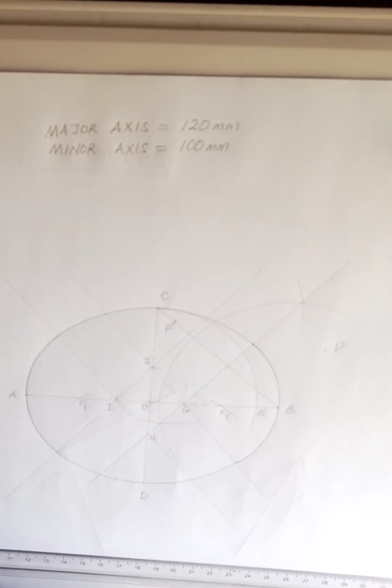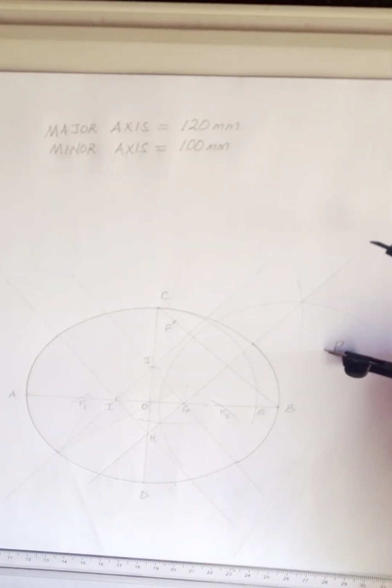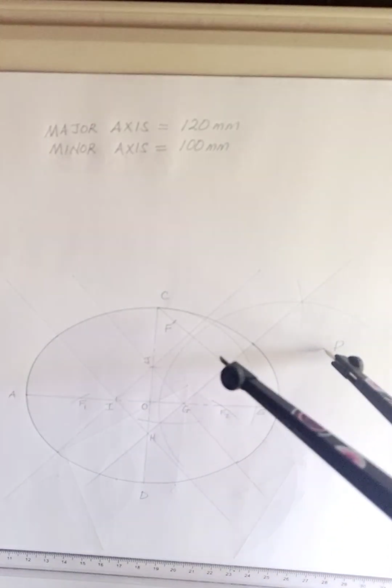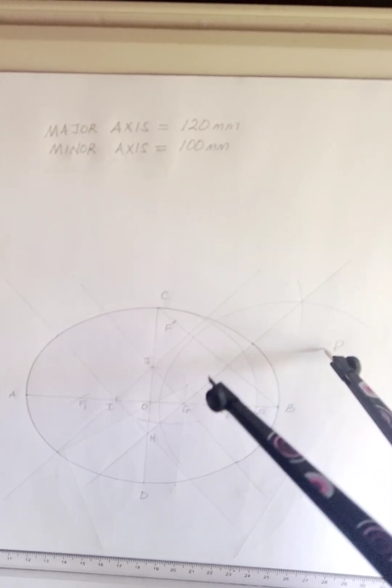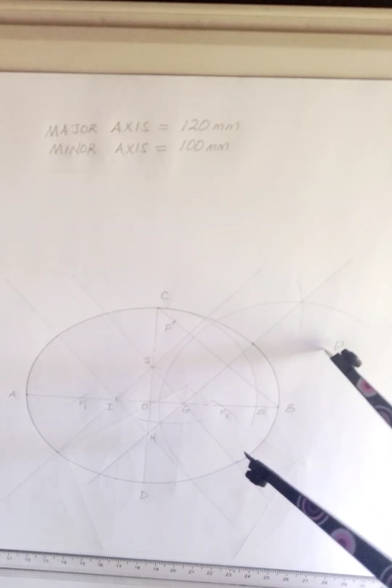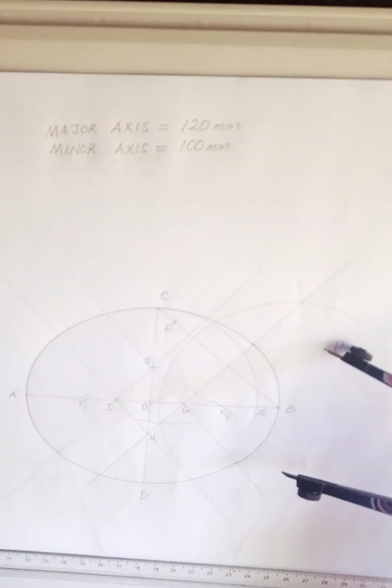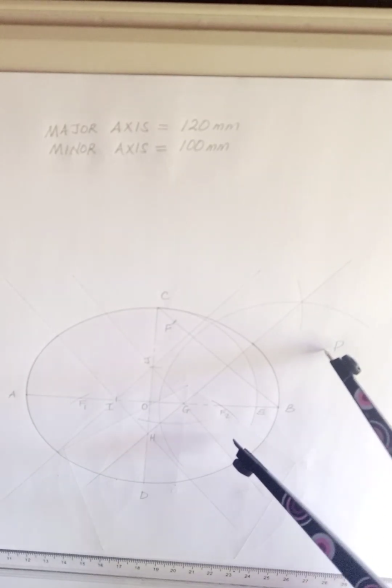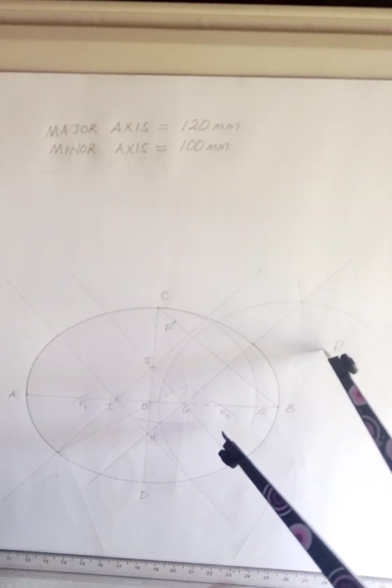Next, remember we are trying to construct, or we are drawing a tangent to this particular ellipse from a point outside the ellipse. So we are going to use this same point we have created as the one from where we are going to draw our tangent. So you get, of course, place the tip of your compass on point P, and then you go to F2.